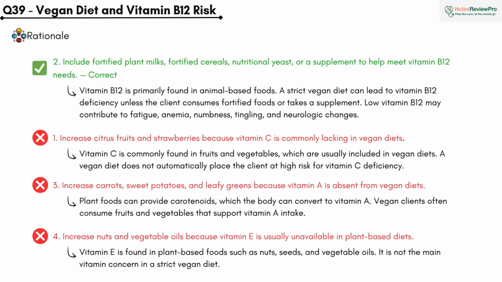Option 3 is incorrect. Vitamin A is not absent from vegan diets. Plant foods such as carrots, sweet potatoes, and leafy greens provide carotenoids, which the body can convert to vitamin A. Option 4 is incorrect. Vitamin E is found in plant-based foods such as nuts, seeds, and vegetable oils. It is not the main vitamin concern in a strict vegan diet.